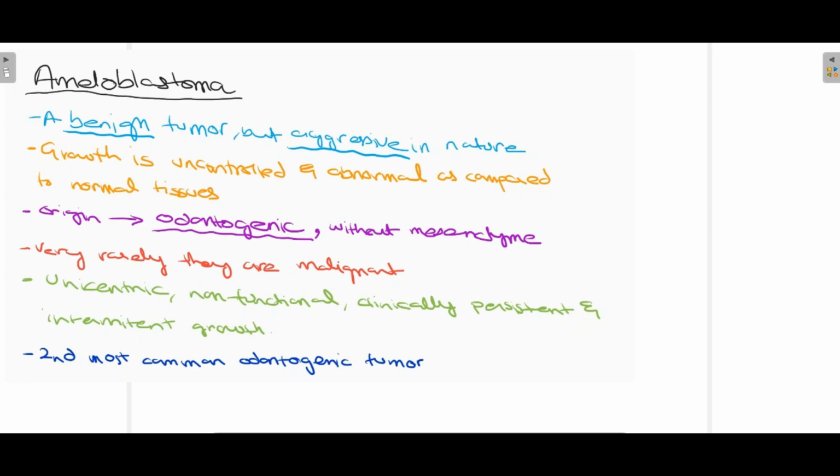Now, ameloblastoma is unicentric, it is non-functional. Clinically, it is persistent and it is very slowly growing, and there are certain phases of growth. For example, in certain months it grows, then for a couple of weeks it doesn't, and then this process continues. It is the second most common odontogenic tumor that is found in the oral cavity.